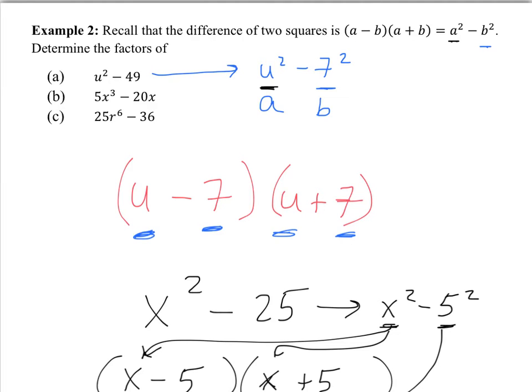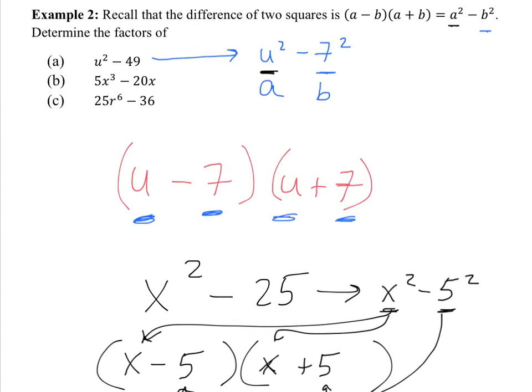Okay, now, part B. Part B looks like it doesn't work at first. But there's something about part B that makes it work. What can I do for part B before I go into difference of two squares? What can I take out instead first, Luca? 5x. Very good. The GCF is 5x here. So let's take a look at this one. 5x cubed minus 20x.